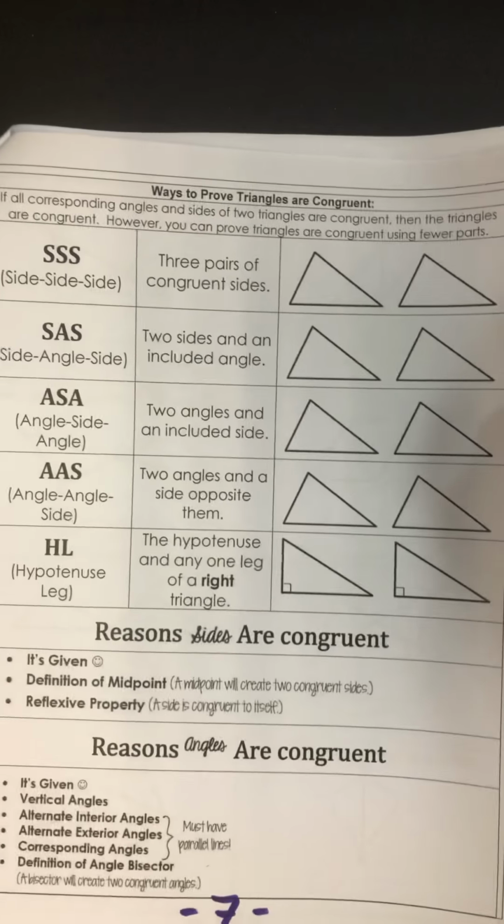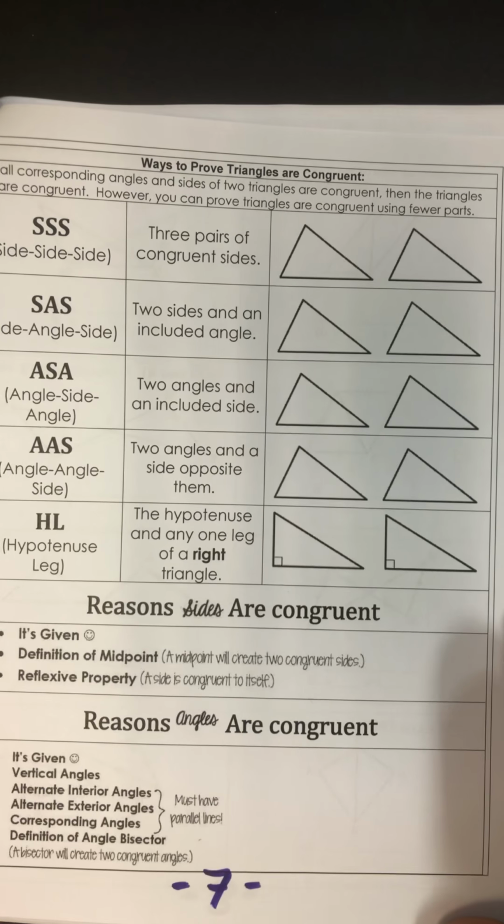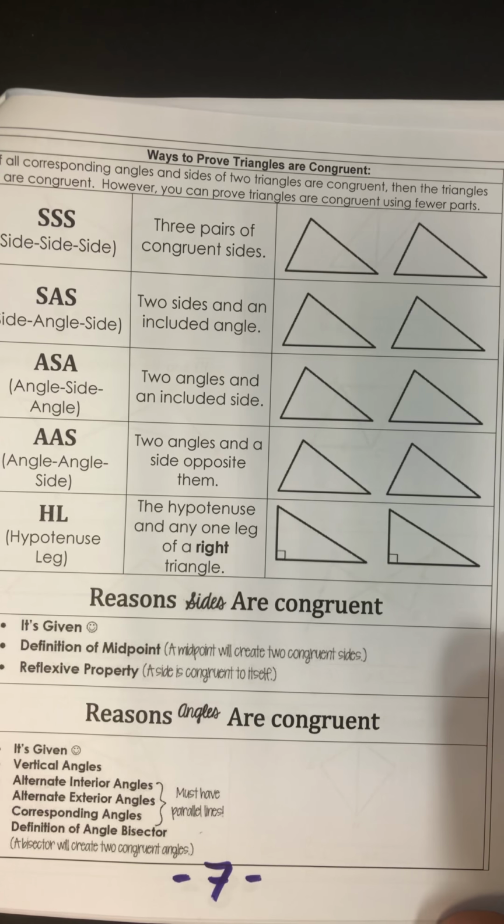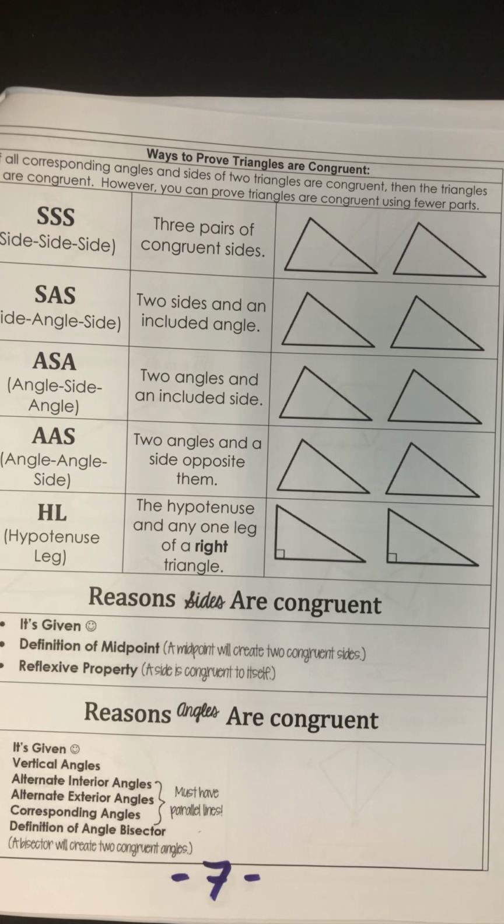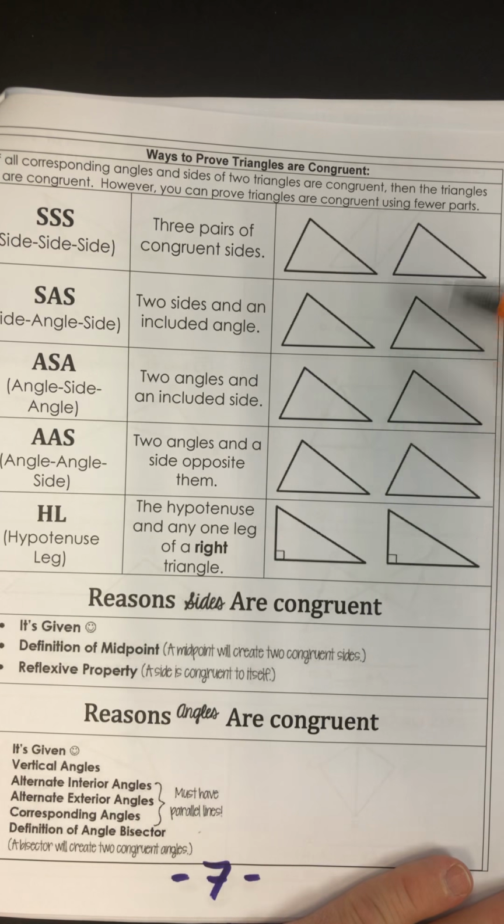Now, in proving, we have some different ways to prove triangles congruent. So we just learned CPCTC. That's after we've shown the triangles are congruent. After one of these reasons, then we can say the parts are congruent. So let's learn about the different ways triangles are congruent.